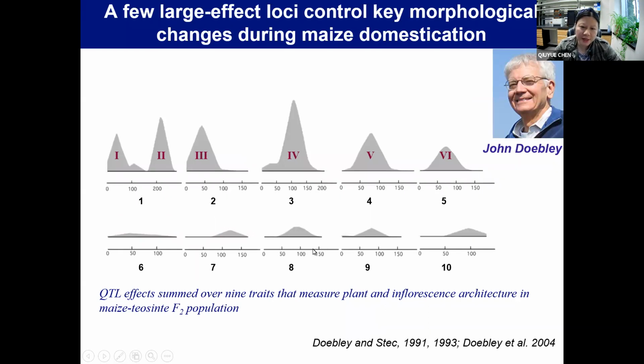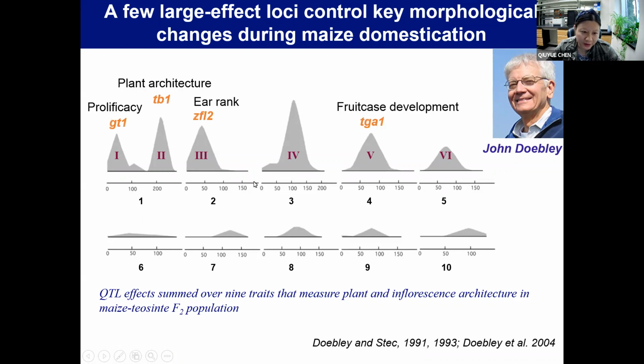And in the 1990s, John and his colleagues mapped the QTLs for plant and inflorescence architecture traits in 2 independent maize-teosinte F2 populations. By summarizing the QTL effects over 9 traits, they confirmed Beadle's hypothesis that a few large effect loci in about 5 or 6 regions could control the key morphological changes during maize domestication. Several of these large effect genes have been cloned subsequently.